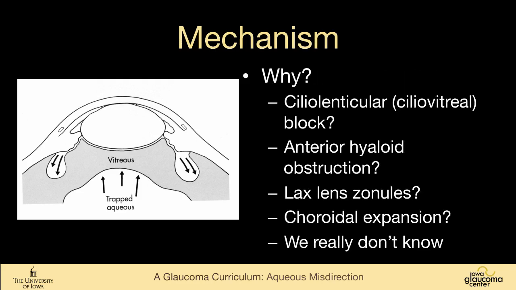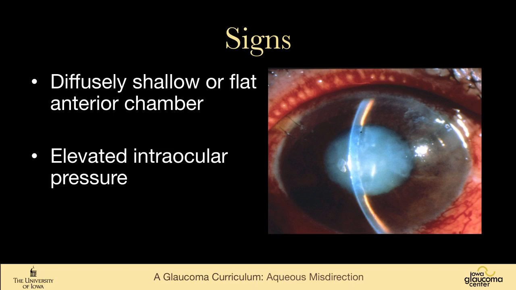It's been called ciliolenticular block. Some people wonder if there's anterior hyaloid obstruction or lax zonules, choroidal expansion. I really don't think we know exactly what's going on in this disease. What we see is a diffusely shallow or flat anterior chamber. So you can see in the picture on the right here, there is a tiny bit of an anterior chamber, but the iris is right up against the cornea. There's no iris bombé. The entire anterior chamber is shallow to flat. And the pressure is usually quite elevated, although it can be normal.